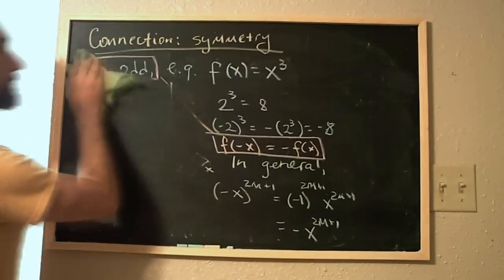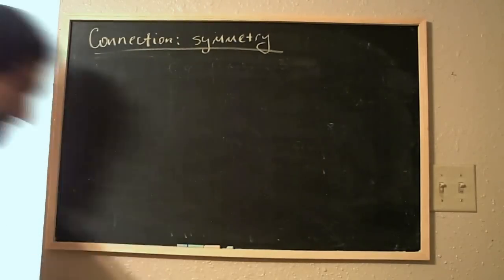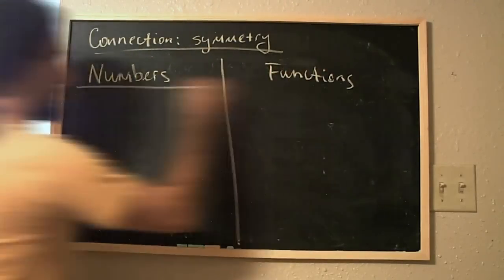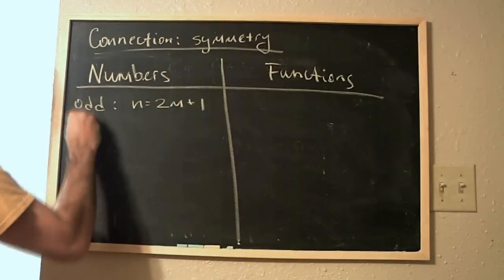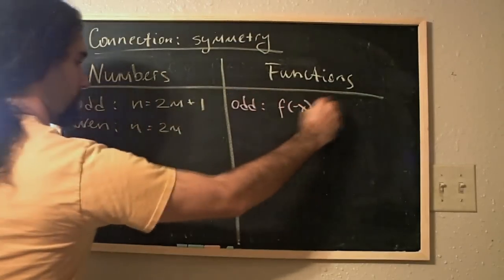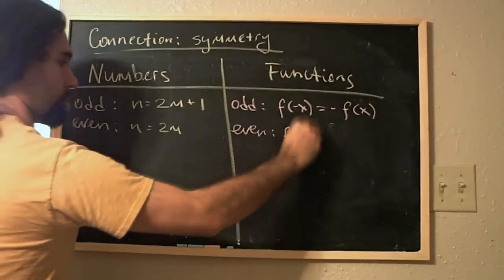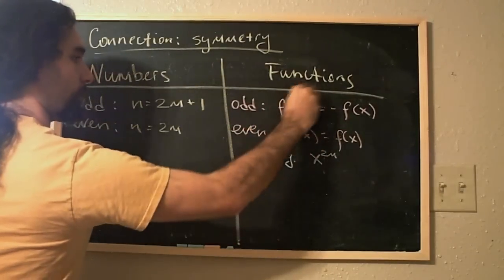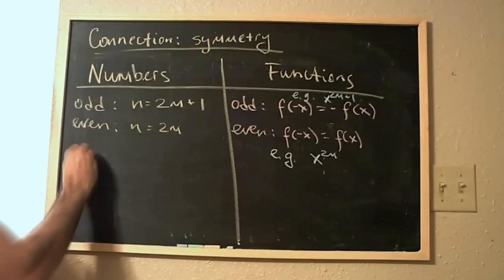This generalizes as well. The connection that you will discover now is that functions behave kind of like numbers. You have odd and even numbers. It makes sense to define odd and even functions to have the property that we discovered in the previous slide. That is, for odd functions, f of minus x is minus f of x, and for even functions, f of minus x is the same as f of x.